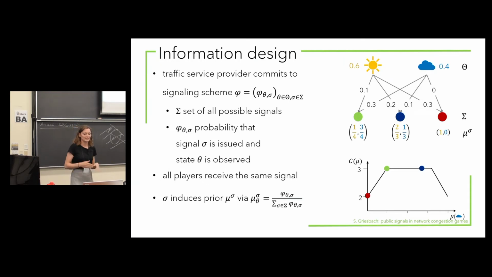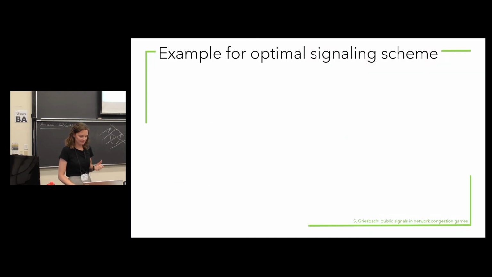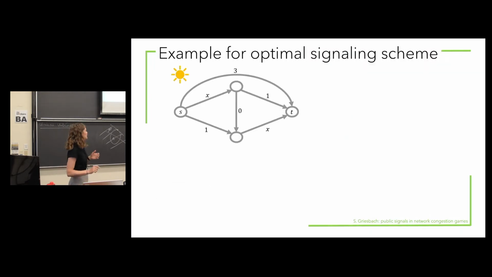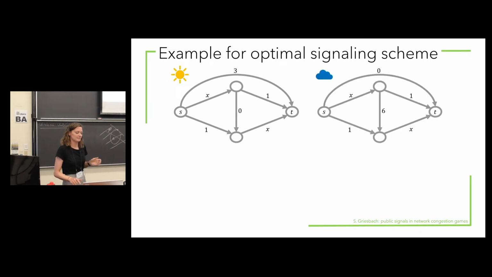Next, I would like to give you a second example and then show you what an optimal signaling scheme would look like. So here I'm looking at this directed s-t graph, and those are the costs for the sunny weather. And then for the bad weather day, we have those costs, and note that the only 2 edges which change their costs are this vertical one in the middle, which changes from 0 to 6, and the outside edge where the cost decreases from 3 to 0.